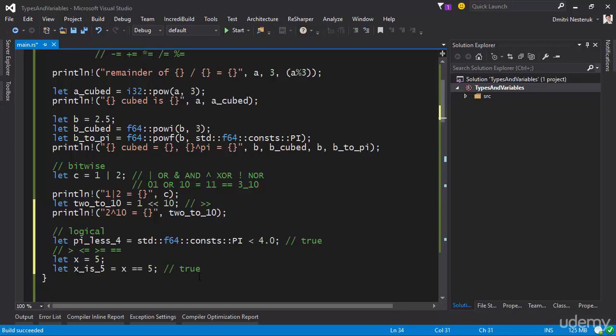So this is a brief overview of the operators. We might meet a few more operators down the line, but these are the basics, and we're going to be using all of these operators quite a bit.